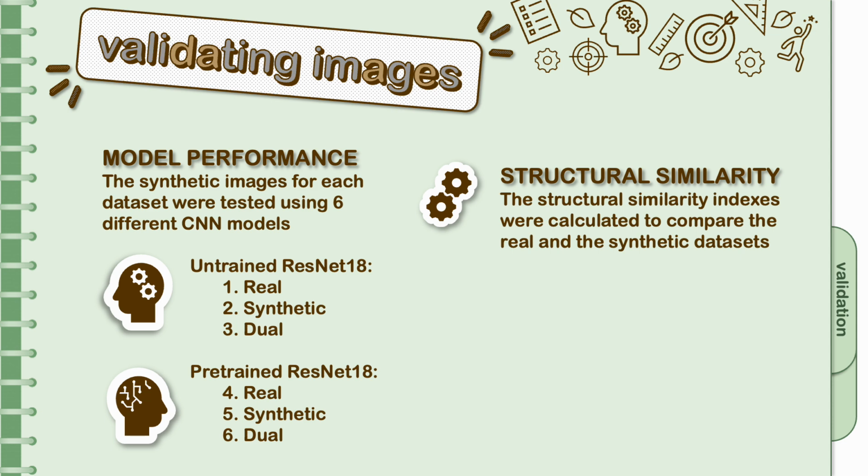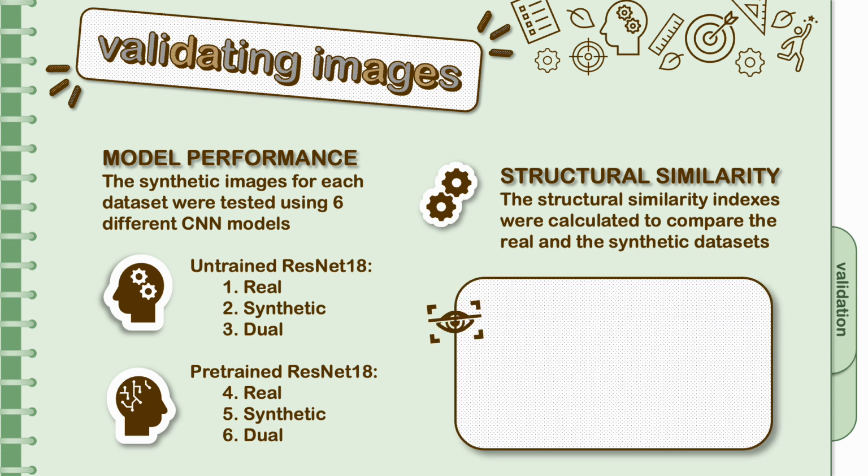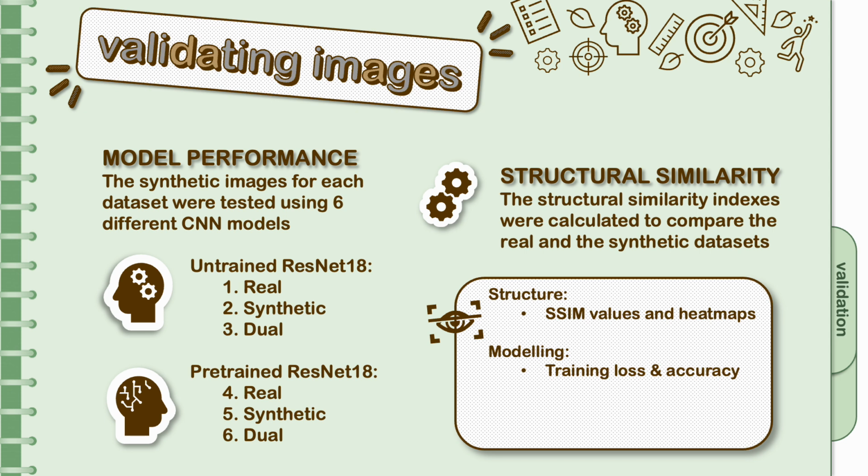We then visualized metrics from all of these. So for structure, we used the SSIM values, so the structural similarity index values, and we visualized heat maps. And for modeling, we looked at the loss and accuracy values during training. And then during the testing phase, we looked at confusion matrices, we looked at ROC curves and the area under the curve, and we looked at accuracy and F1 scores, which is a measure of reliability.